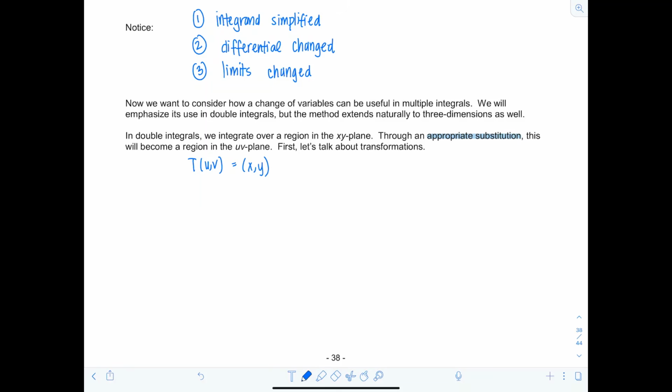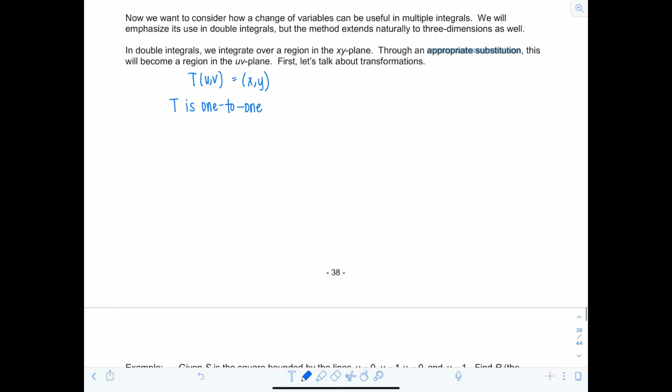Now, first thing that we're going to require is that T is 1 to 1. What does that mean if it's 1 to 1? Well, that means no 2 different inputs, so (u1, v1) not equal to (u2, v2), should have the same image. So if you have 2 different points, they wouldn't map to the same (x, y). If you haven't heard the word image before, you could think of it also as output or range.